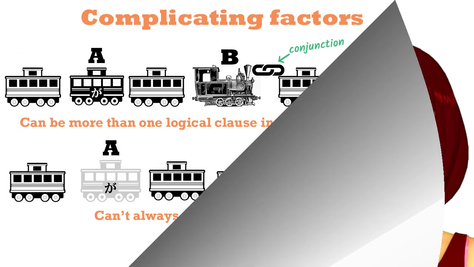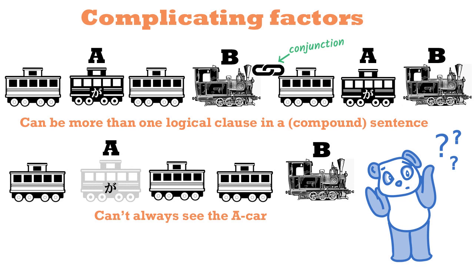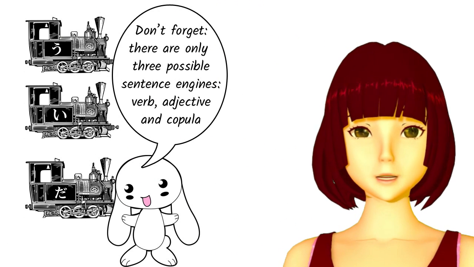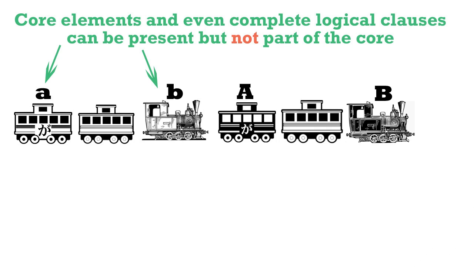The factors complicating this is that there can be more than one logical clause in a compound sentence, but as I'm going to demonstrate, that isn't really as difficult as it seems. And also the fact that we can't always see the A car. The other complicating factor is the fact that we will see the elements of logical clauses, and even complete logical clauses that are not part of the sentence core.